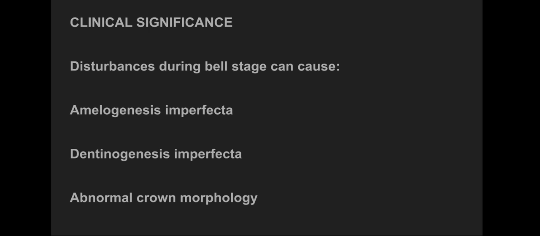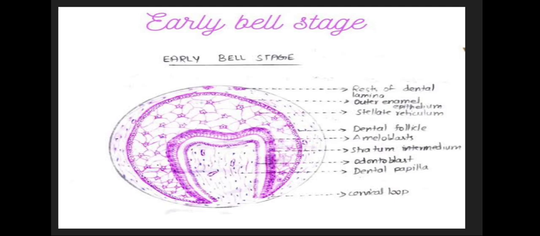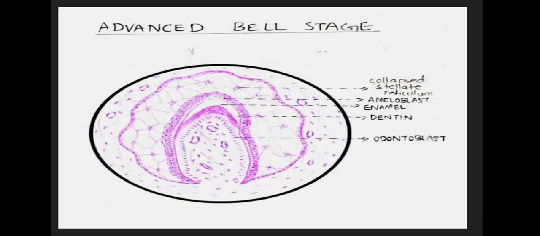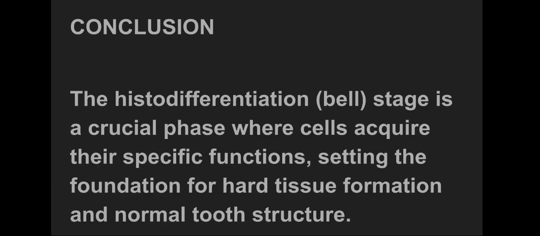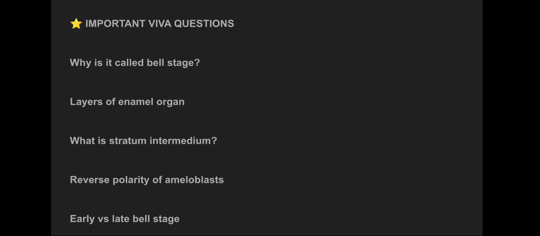Clinical disturbances: amelogenesis imperfecta, dentinogenesis imperfecta, and abnormal crown morphologies you can see if anything goes wrong in this stage. This is the early bell stage diagram. Draw it properly. Next is the advanced bell stage diagram. So what is the conclusion? The histodifferentiation or bell stage is a crucial phase where cells acquire their specific function, setting the foundation for hard tissue formation and normal tooth structure.